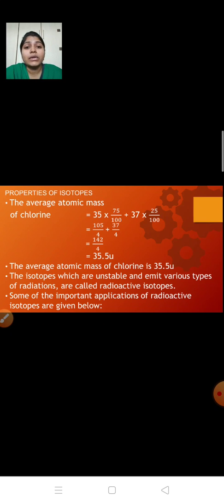Now there are two types of isotopes, one which is stable and one which is unstable. Why are the unstable ones unstable? It is due to the presence of extra neutrons. The isotopes which are unstable emit or give out various types of radiations, and such isotopes are called radioactive isotopes. Now these radioactive isotopes have some important applications. So let us look at some applications of radioactive isotopes.